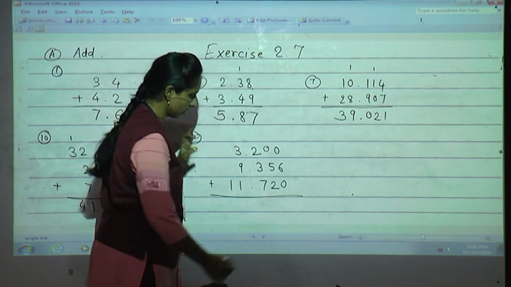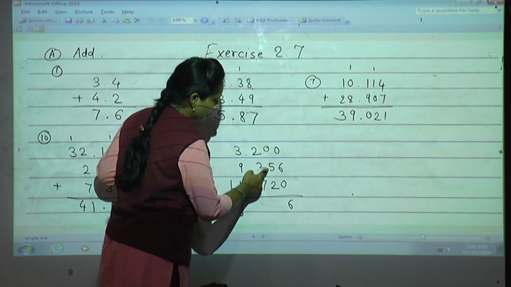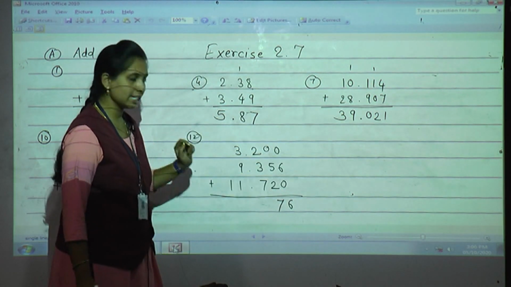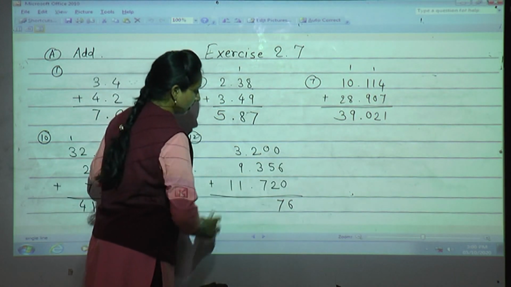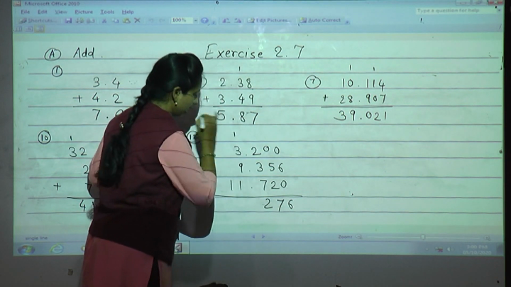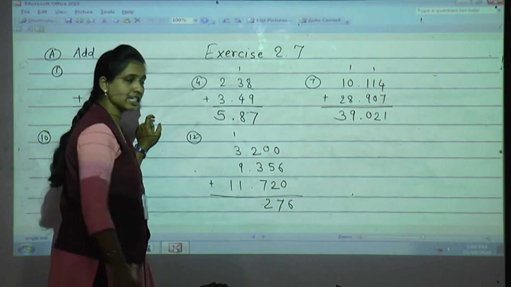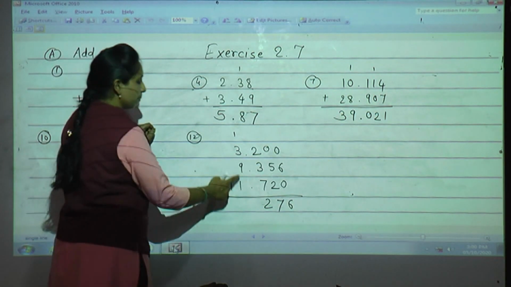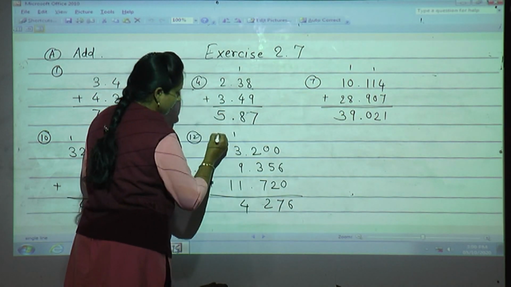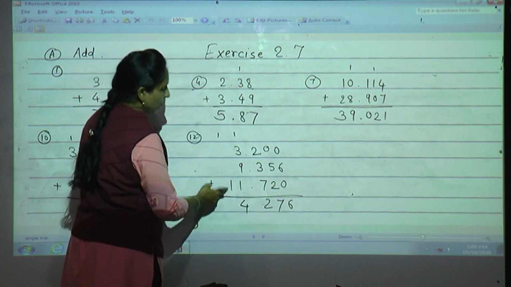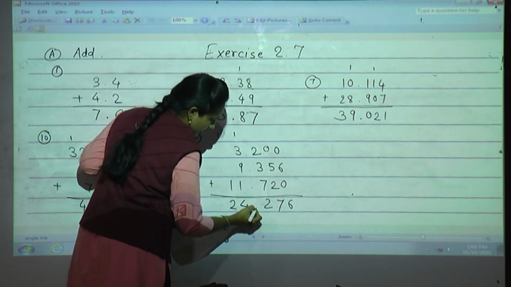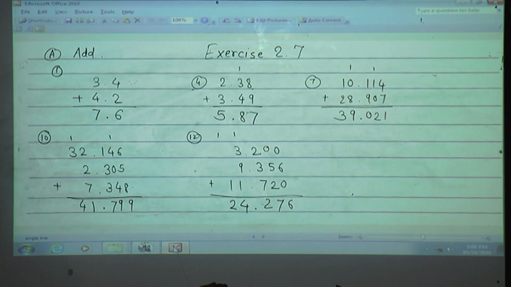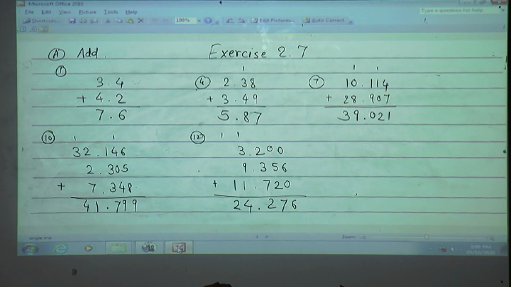0 plus 6 plus 0 is 6, 0 plus 5 is 5, 5 plus 2 is 7. Now 2 plus 3 is 5, 5 plus 7 is 12, 2 here, carry 1. Now 1 plus 3 is 4, 4 plus 9 is 13, 13 plus 1 is 14, 4 here, 1 carries, 1 plus 1 is 2. Then give the decimal point after 3 decimal places. Clear till here? Yes, very good.